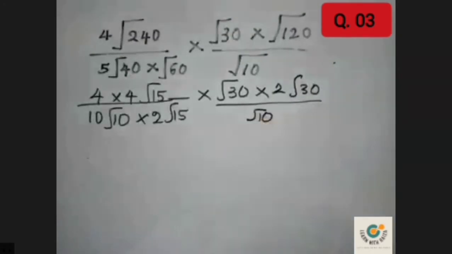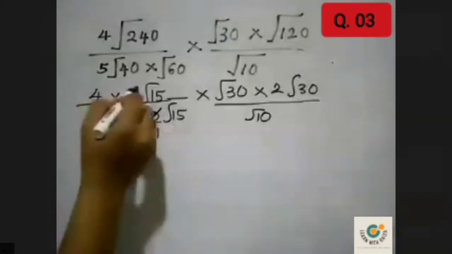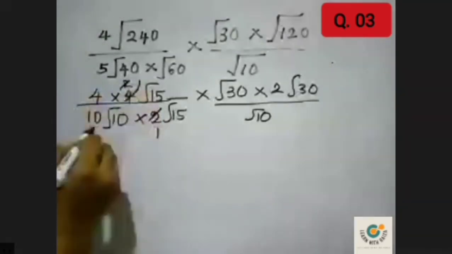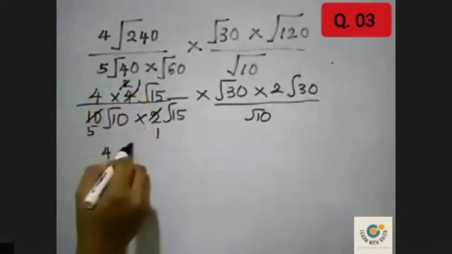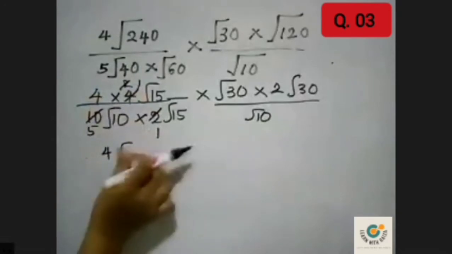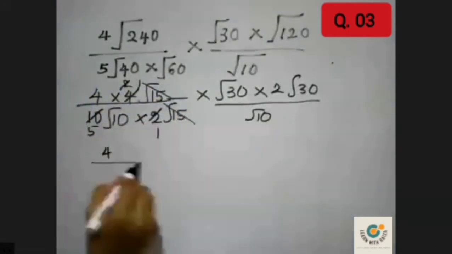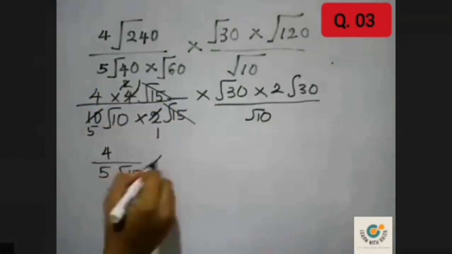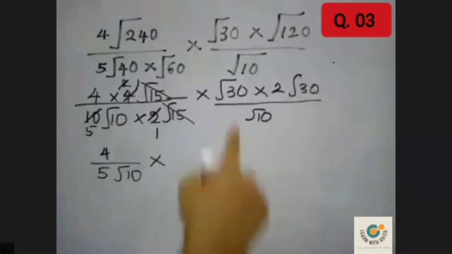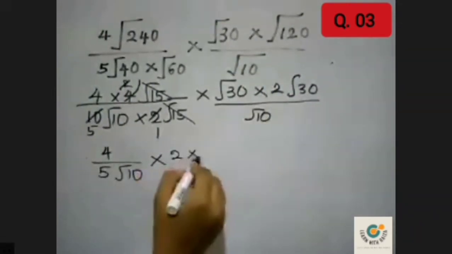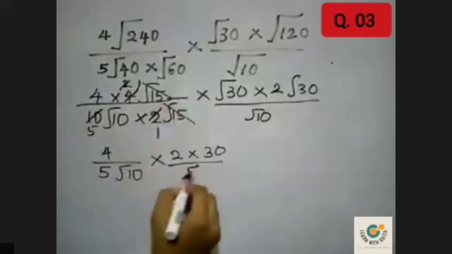Now you have to cancel. Look at the board. Two ones, right? Okay, 2 times 2 here, 2 times 1 here, 2 times 5 here. Now, here I'm getting 4 root 15. Okay, sorry. Root 15 also you can cancel. 4 upon 5 root 10. Multiply by here, you are getting root 30 into root 30, it's 30 only. And root 10 into root 10, here there's a root 10.